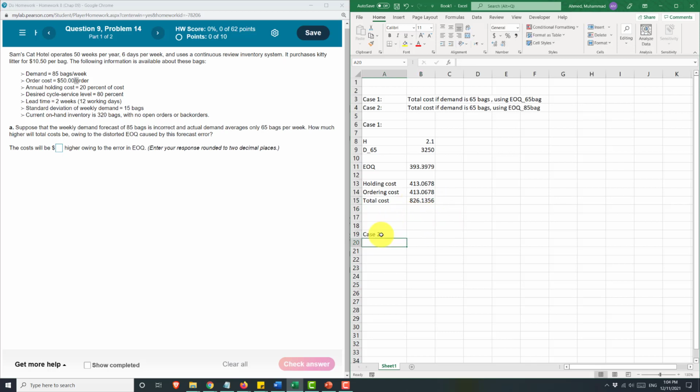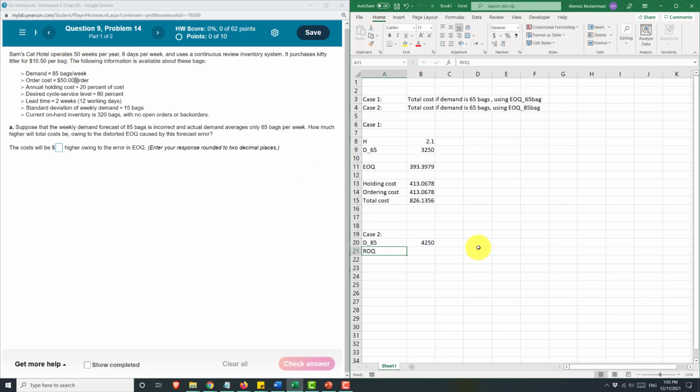Now we're going to look at what happens if our EOQ is not optimal. If instead of 393 we use a higher EOQ value because whoever calculated EOQ was expecting sales of 85 per week, what is that incorrect EOQ value? That is going to be the square root of 2 times the annual demand. So let's do it here. Annual demand D when weekly demand is 85 is just 85 times 50, because we have 50 weeks in a year that our business runs, given in the question right here, right?